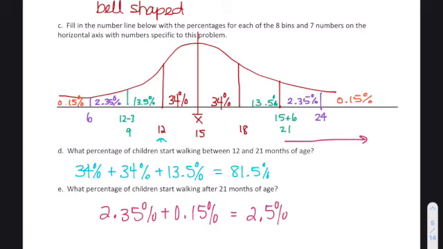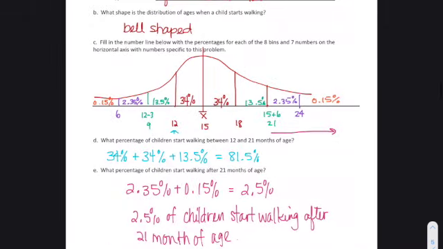So if they ask you to explain this, you are going to explain 2.5% of children start walking after 21 months of age. Hope that makes sense.